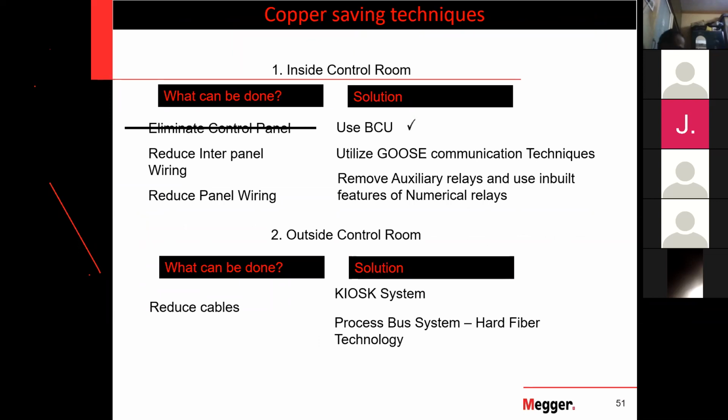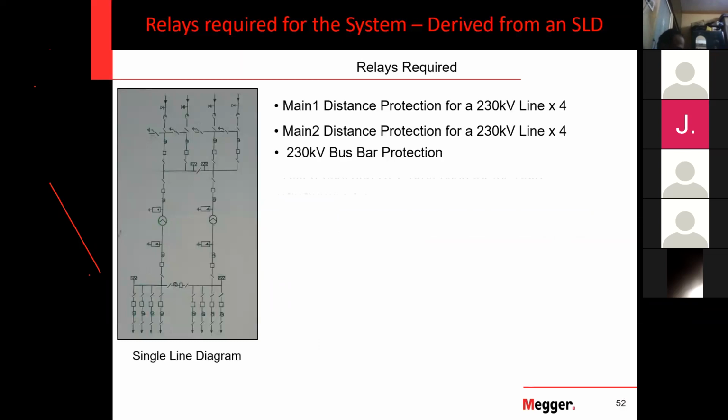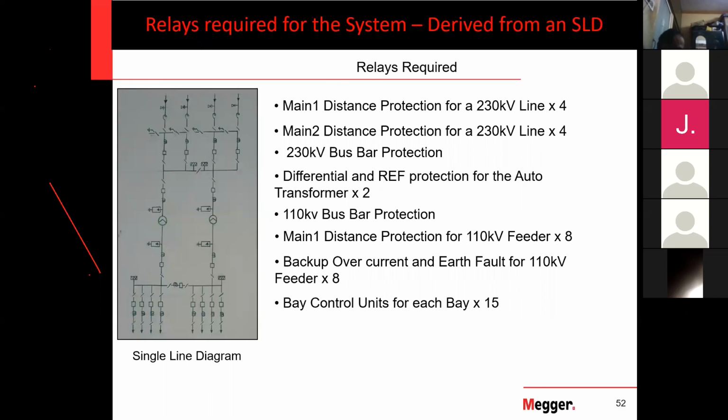Okay, next one. Reduce inter-panel wiring. Let us see what the solution is. This is the single line diagram with multiple bays. From a single line diagram, we can say these are the list of relays required. Distance protection. For the transformer, we have differential and restricted earth fault. For the bus bar, we have bus bar differential protection. For 110 kV, we have overcurrent and earth fault feeder protection.